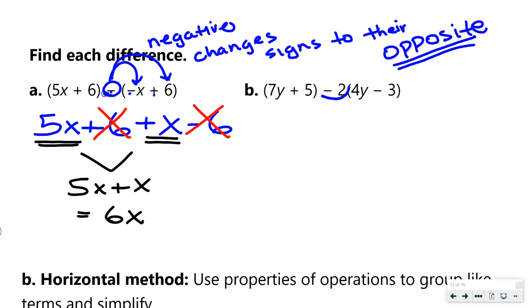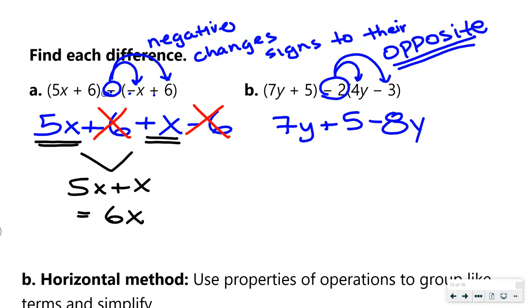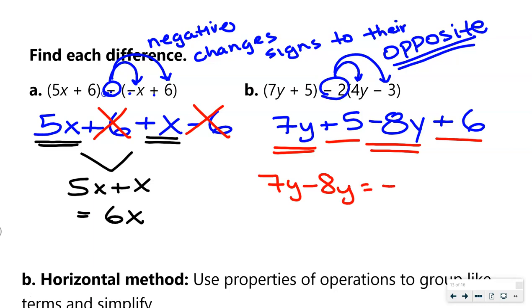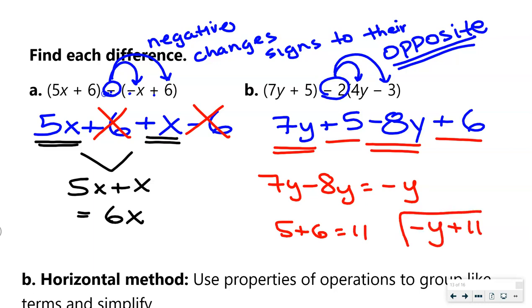Again, this is a negative 2 being multiplied by that 4 coefficient, and a negative 2 times that 3 constant. So we have 7y plus 5 minus 8y, right? Negative 2 times 4 is minus 8y, and then a positive 6. A negative times a negative is a positive. Now we can identify our like terms, and we can add them together. 7y minus 8y equals negative y, and 5 plus 6 equals 11. So negative y plus 11 is our final answer.